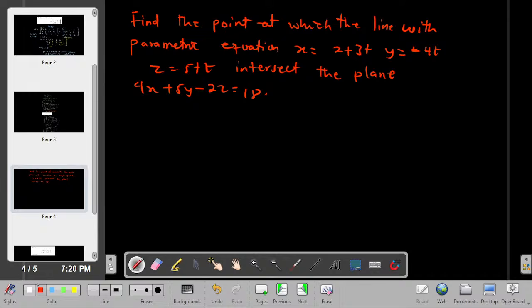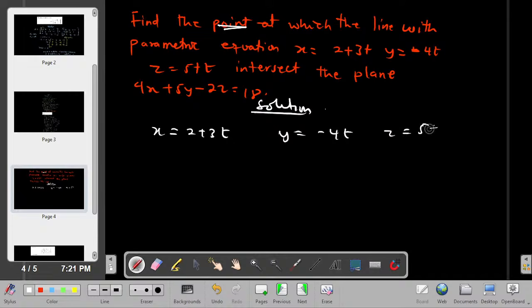So this is a problem. So we should find a point at which the line with parametric equation x is equal to 2 plus 3t, y is equal to negative 4t, and z is equal to 5 plus t intersects the plane 4x plus 5y minus 2z equals 18. We need a point. That's what we need, right? So what do we do to solve this problem? Let's write our parametric equation again. x is 2 plus 3t, y is equal to negative 4t, then z is equal to 5 plus t.